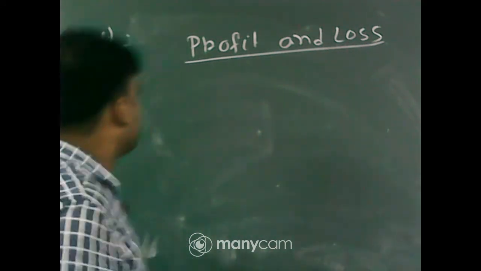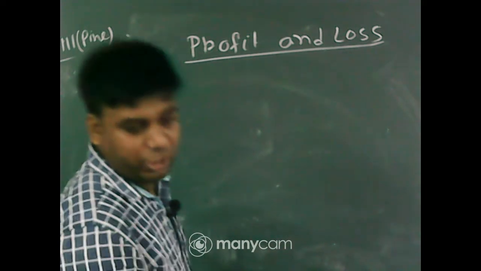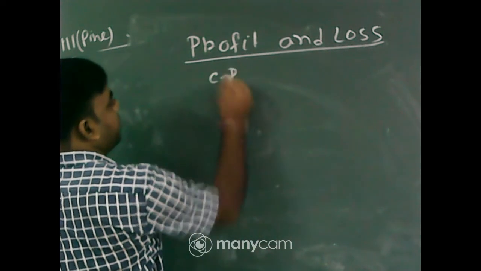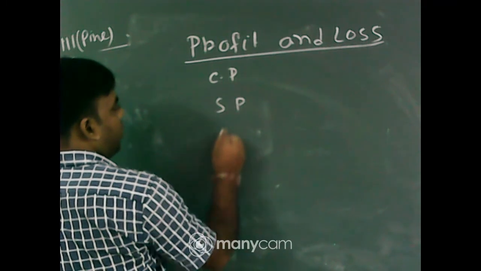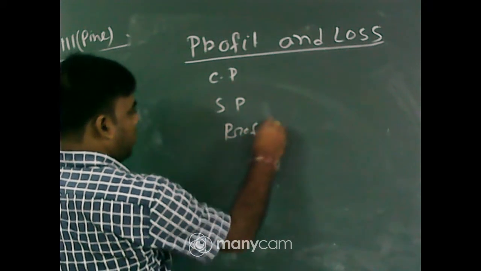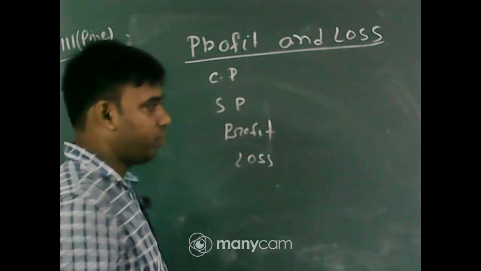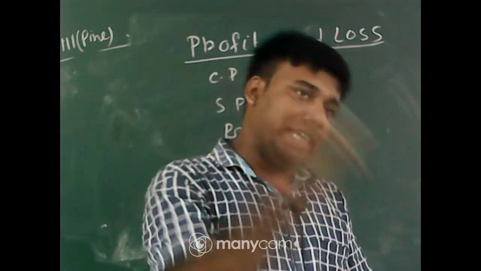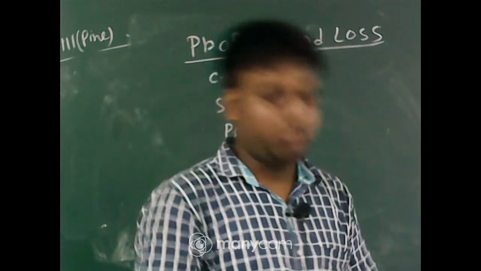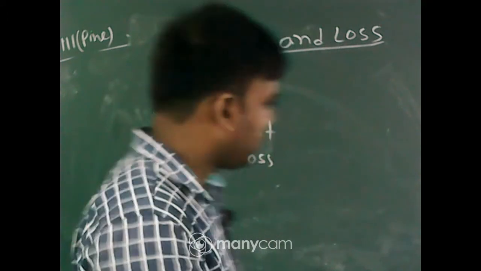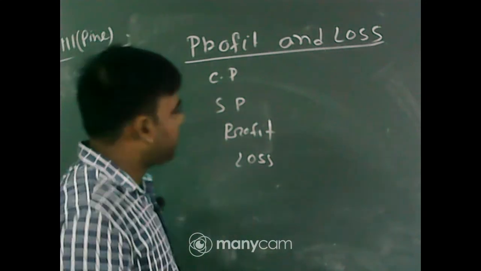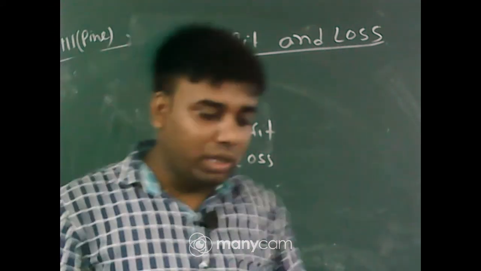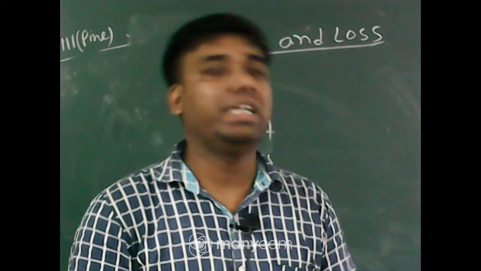First we have to learn 4 terms: cost price, selling price, profit and loss. Sir, what is the page number? Sneha, close your NCERT book and just watch the class. We will learn the meaning of the terms: cost price, selling price, profit and loss.